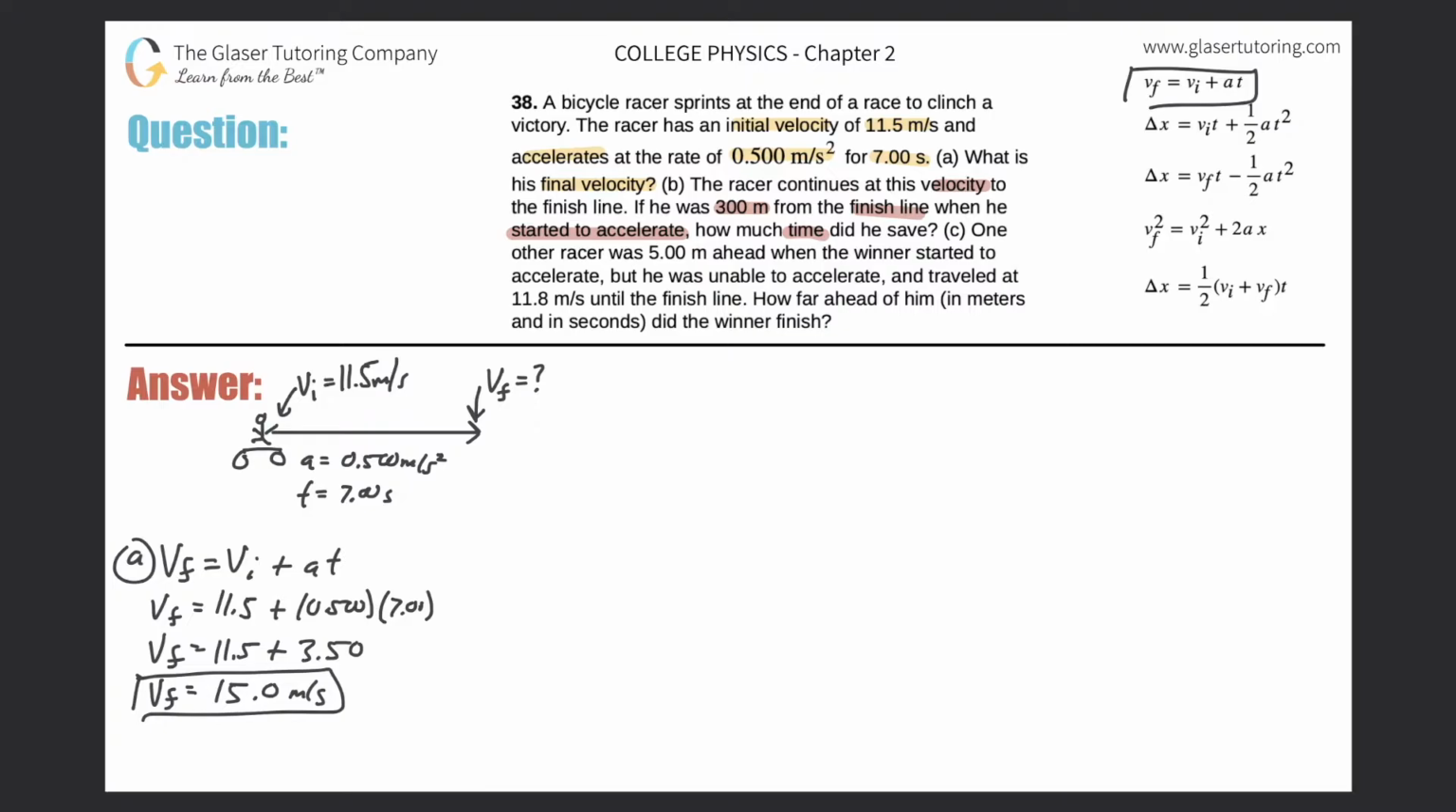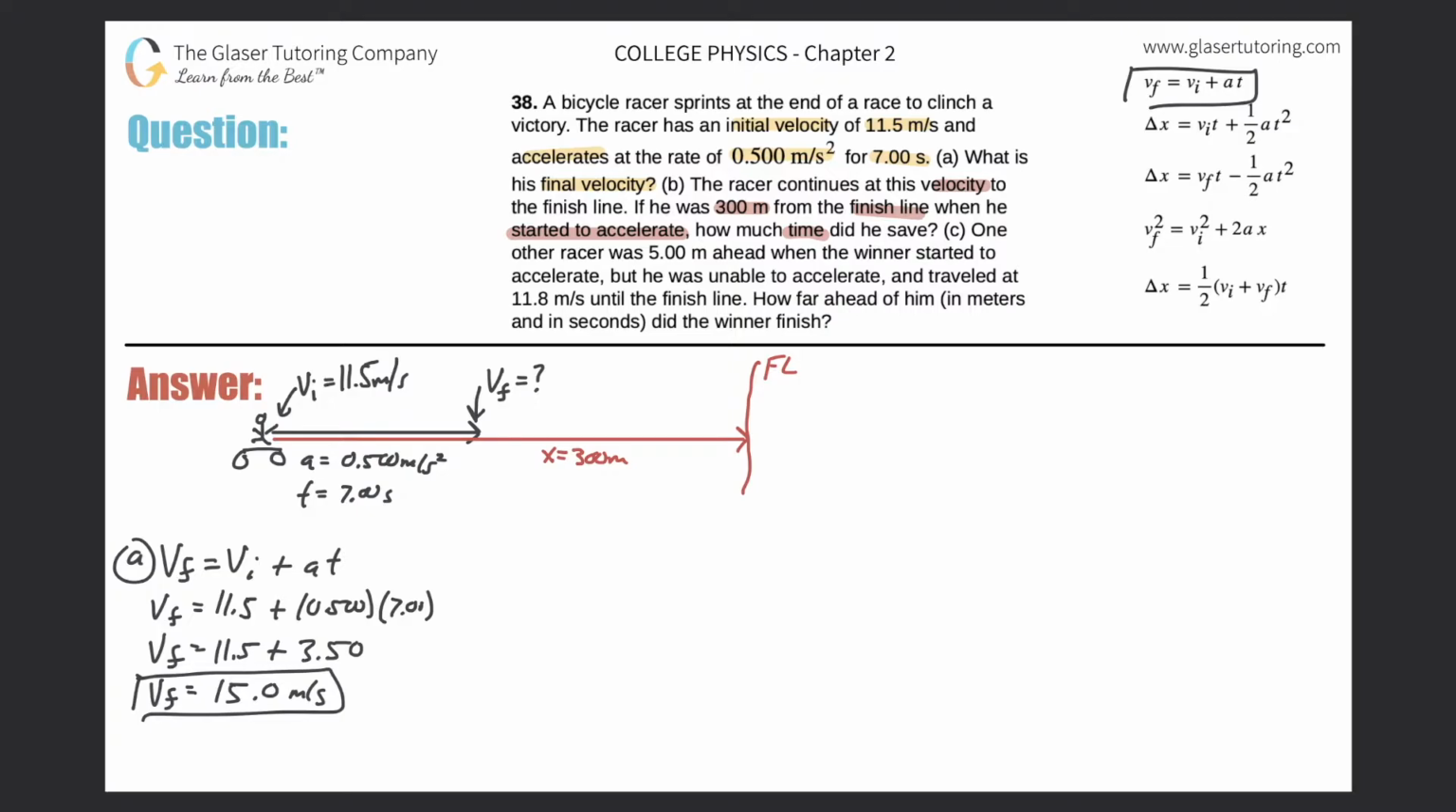Okay, so let's add in some context to the picture. All right, so he's traveling, and he has to cover now to get to the finish line, which is here. This is the finish line. He has to travel 300 meters. So I know that the displacement here is going to be 300 meters. Now, the question is asking, how much time did he save?